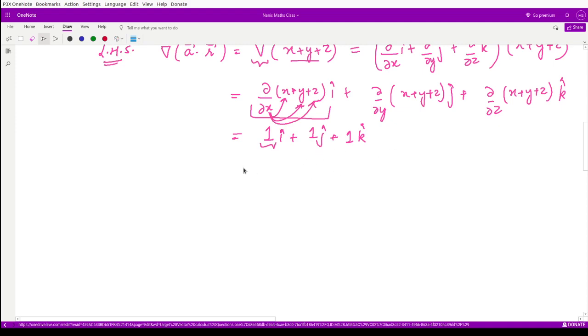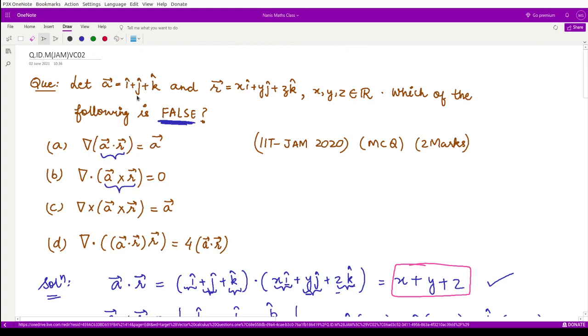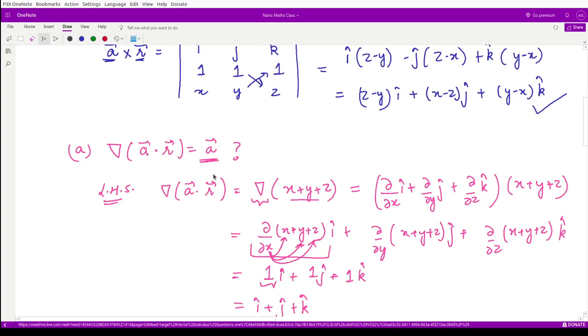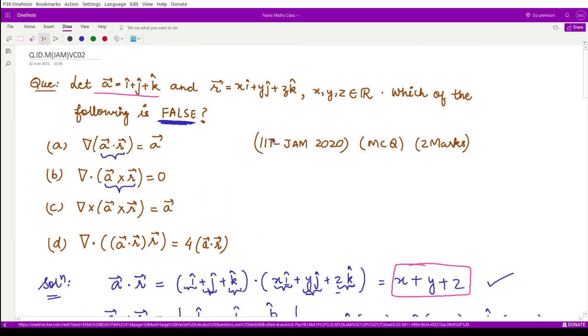So now this is your i cap plus j cap plus k cap, and if you notice, what is this vector? In the question it is given to be the vector A. So this thing is equal to vector A, which is your right hand side. So this option is correct. So this is not our false option. In the question they are asking you what is the false option. So let's go and check for option number B.